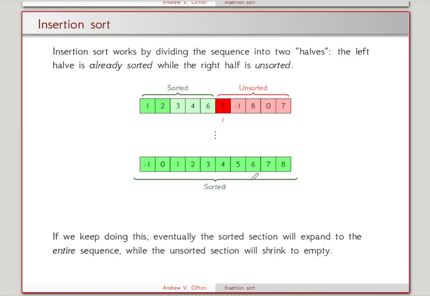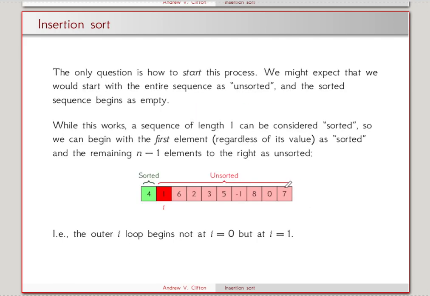If I just do that over and over, eventually the sorted section will expand to cover the entire sequence, and the unsorted section will shrink down to 0. Now, how do we start this process? What does it look like at the very beginning?